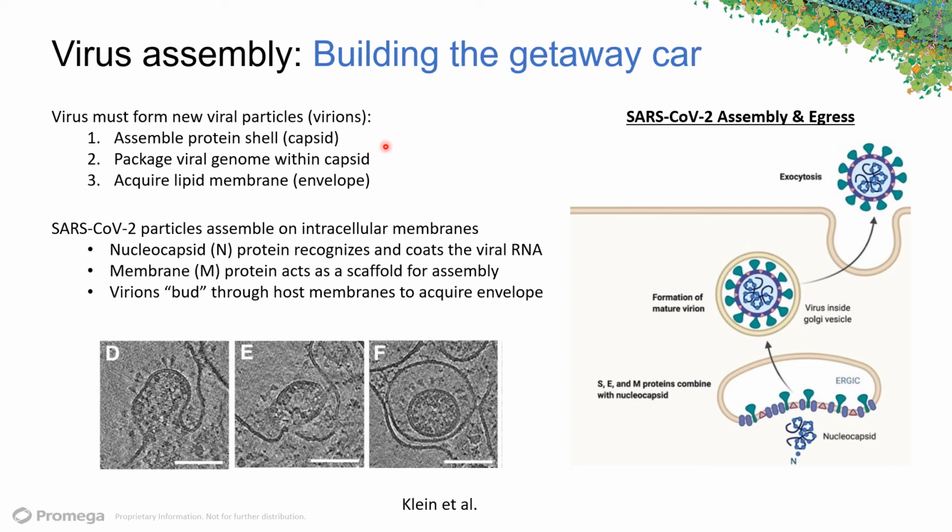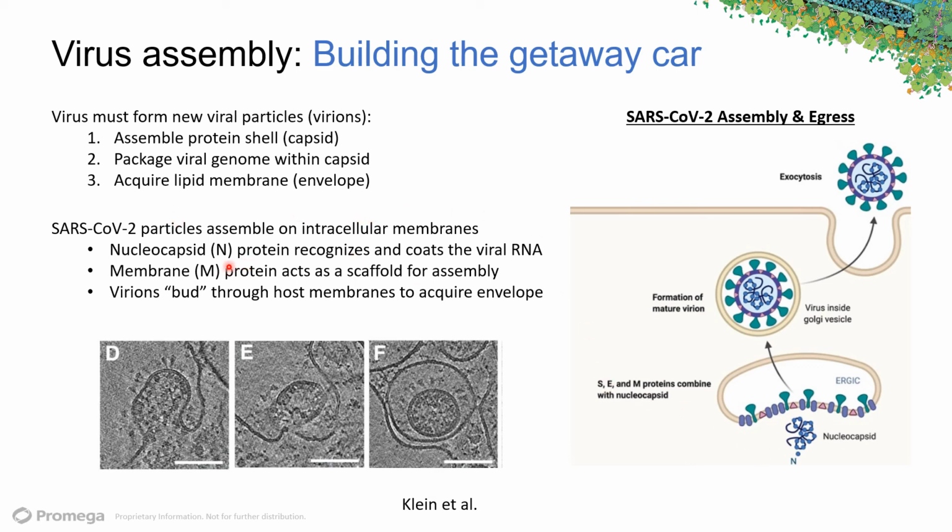And here we have three particular requirements in this process. We need to assemble that protein shell, that capsid, around the viral genome. We then have to package the viral genome inside the capsid. And we have to acquire a lipid membrane or envelope. And so again, the way SARS, or SARS-2, goes about this is that the particles will assemble on intracellular membranes.